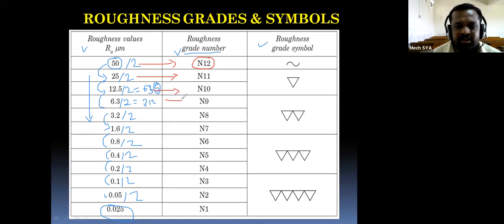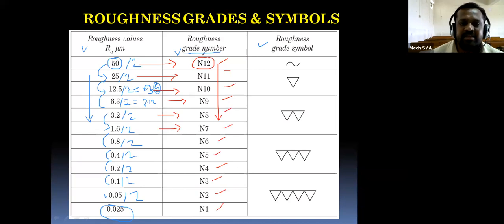Then for 6.3, it will be N9. Then for 3.2, it will be N8. Then N7. It means first we only have to remember the roughness grade for 50, which is N12, and then write down all the grades in decreasing order like this: 12, 11, 10, 9, 8, 7, 6, 5, 4, 3, 2, 1. In this way you can easily remember the roughness grade numbers. Okay, understood? Yes.